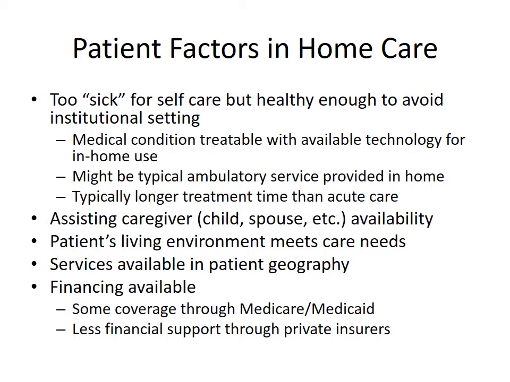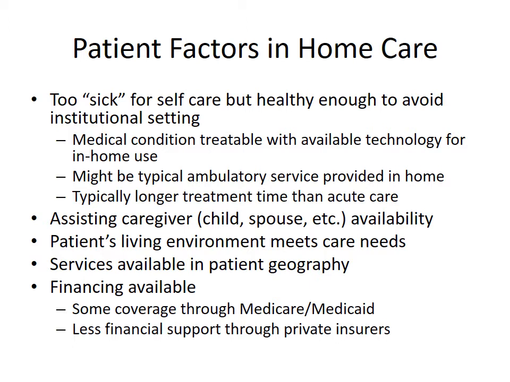So what are the patient factors in terms of home care? Well, sometimes a person is sick, too sick, but they might be healthy enough to avoid the hospital setting, the institutional setting. So what does this mean? Well, this means that they might have a medical condition, a disease, a disorder that's treatable with some technologies in the home, whether that's pharmaceutical technology or medical device provided by a pharmacist or some sort of physical or occupational therapist, respectively. So many types of ambulatory services can be provided at the home.